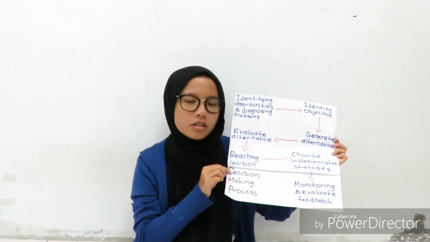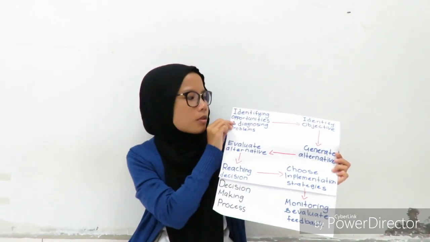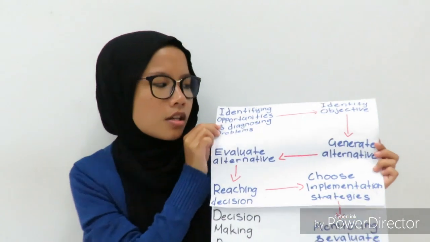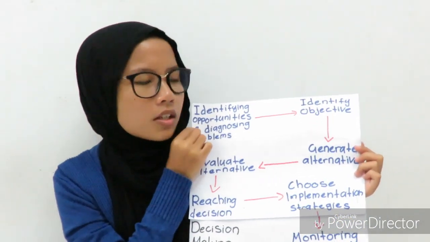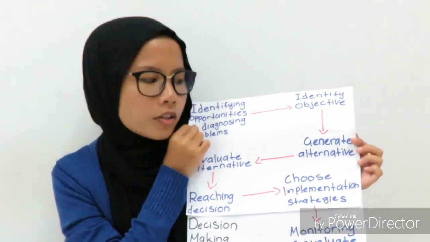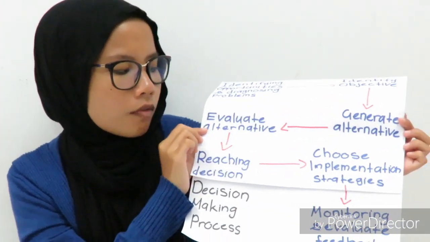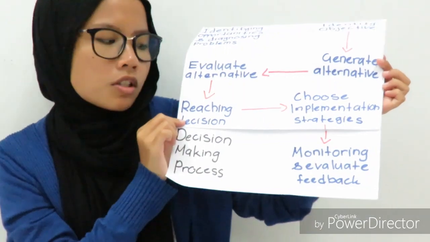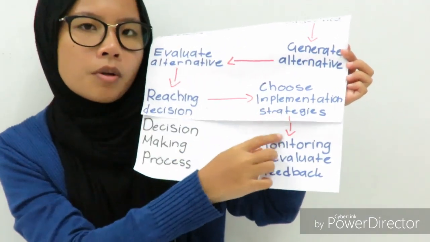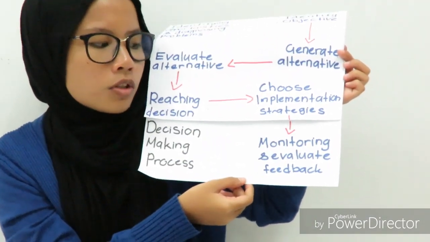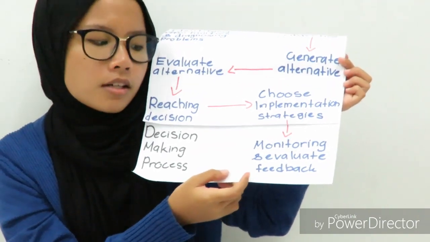Now we're going to talk about the decision making process. The first step is to identify opportunities and diagnose the problems. Second, we have to identify our objectives. Third, we need to generate alternatives. Then we have to evaluate the alternatives. When reaching our decision, we need to choose the implementation strategy. And lastly, we need to monitor and evaluate the feedback.